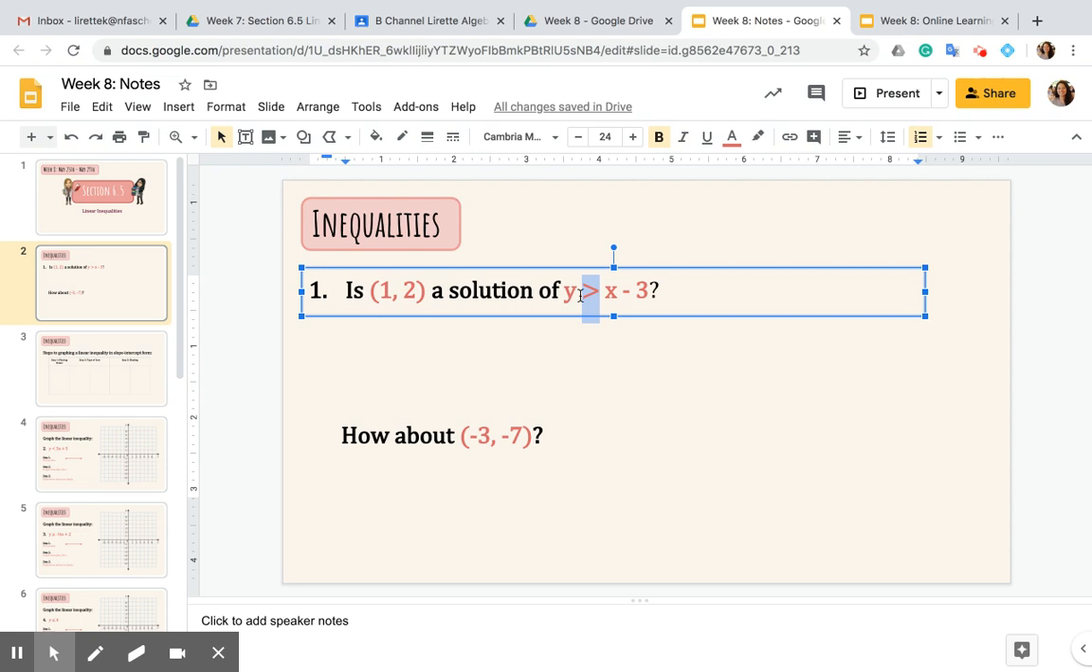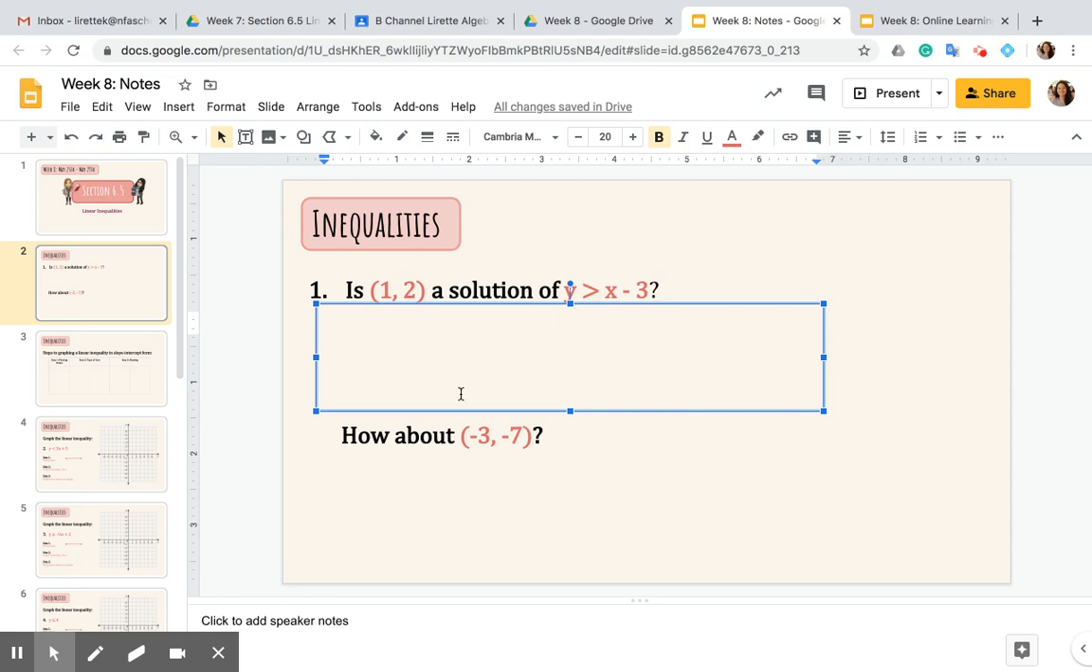Okay, so the first slide, which you're going to have in your online learning slides, is going to be very similar. I'm going to give you a linear inequality, and I'm going to give you an ordered pair, and I'm going to ask you, is this ordered pair a solution? We've done stuff like this in the past, where you're essentially doing a check. The process is pretty much the same.